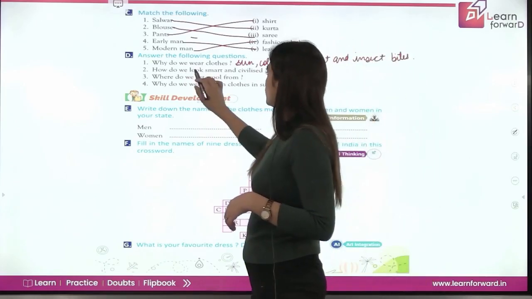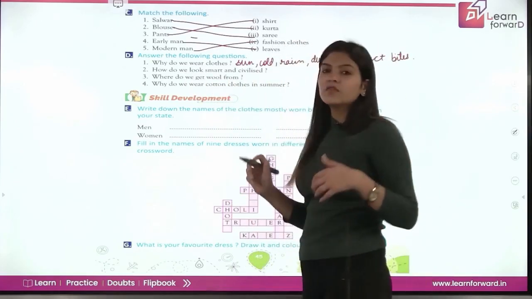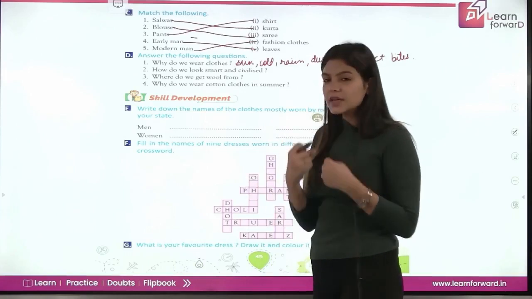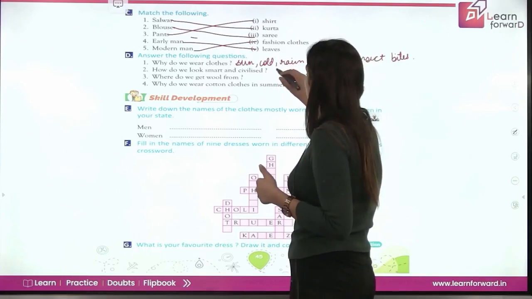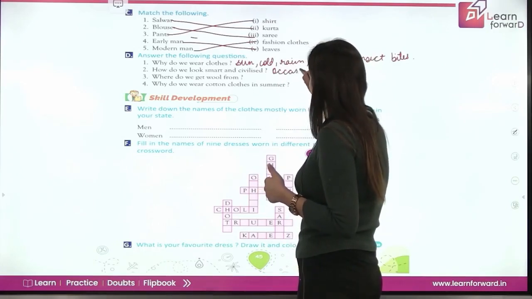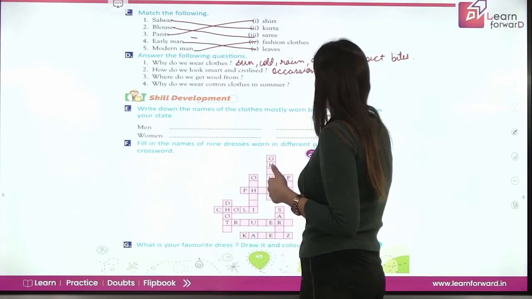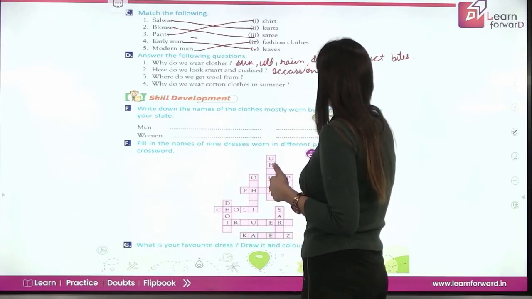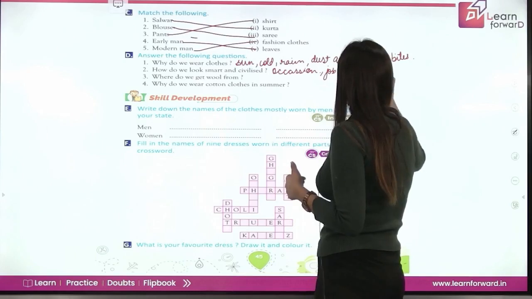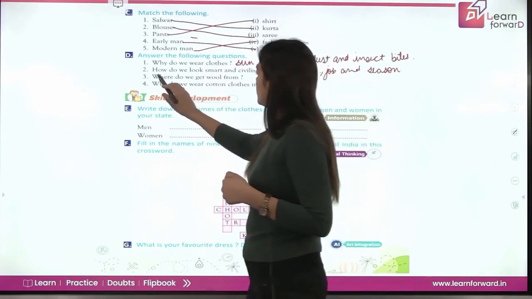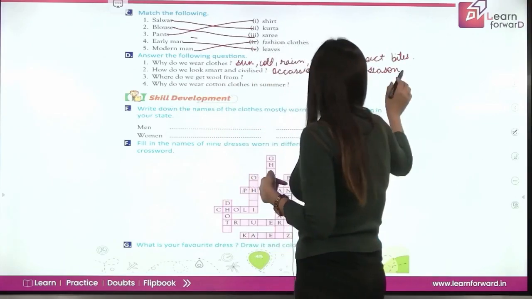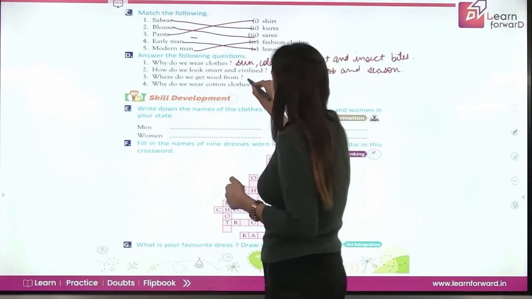Second, how do we look smart and civilized? We look smart and civilized when we dress according to the occasion, job and season. So you have to write the whole answer. Another one, where do we get wool from? We know that we get wool from sheep.